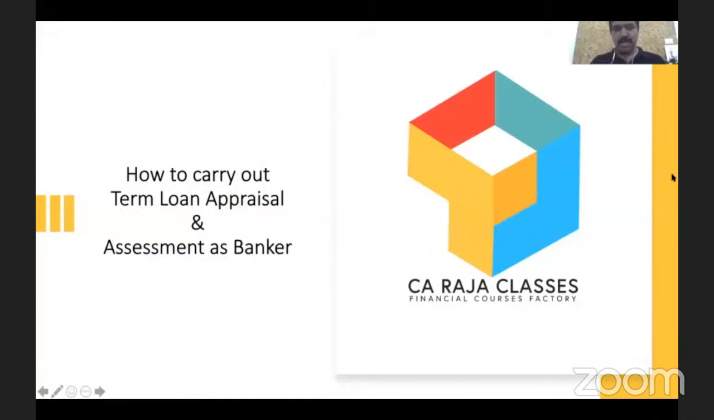So today's topic is how to carry out term loan appraisal and assessment as banker. So it is not only for the banker, even for finance managers, project consultants, chartered accountants. If you are assisting the client or if you are part of the organization which is taking up the term loan project, then this will help you out. We are going to talk about term loan appraisal and assessment.